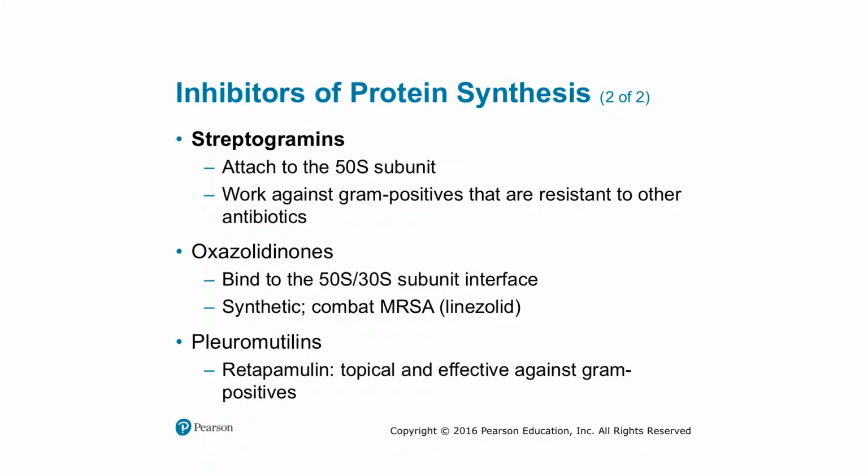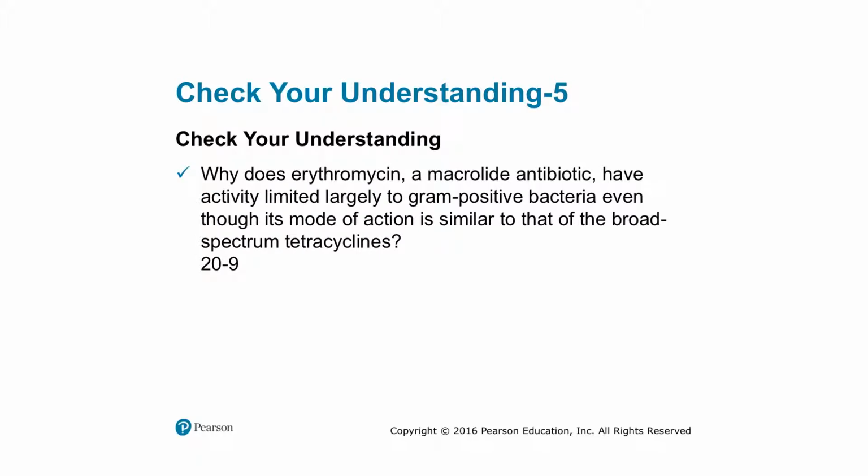Streptogramins, these attach to the 50S subunit and work against the gram-positives that are resistant to other antibiotics. The oxazolidinones, these are synthetic. They combat MRSA because they can bind to the 50S and the 30S subunit. And pleuromutilins, these are going to be topical and effective against gram-positives. So here's your check your understanding questions. Please make sure you take a moment to take a look at these.